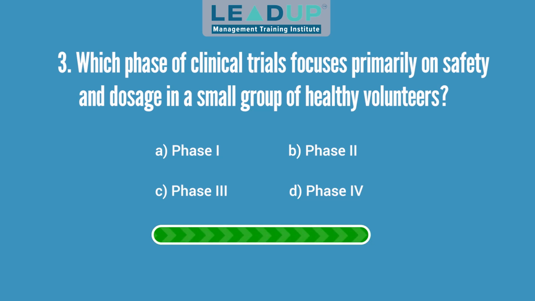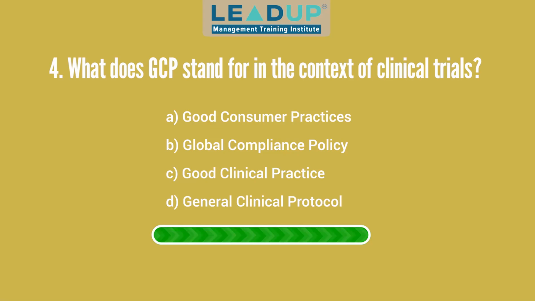healthy volunteers? A. Phase 1, B. Phase 2, C. Phase 3, and D. Phase 4. Answer. Phase 1. Question 4. What does GCP stand for in the context of clinical trials?